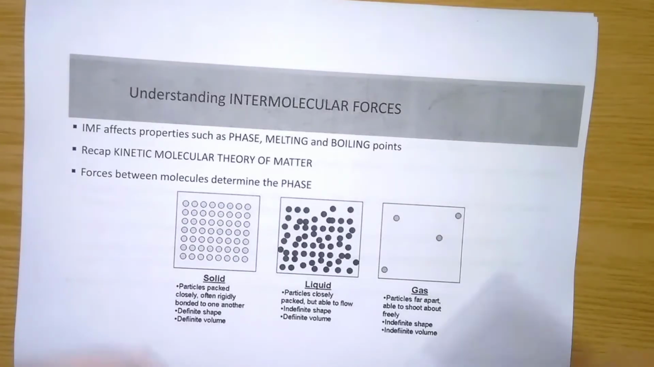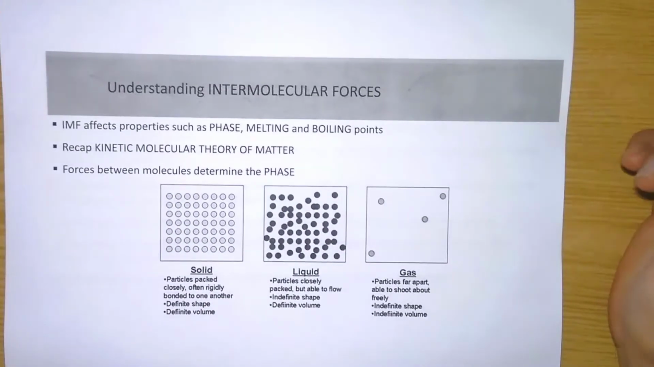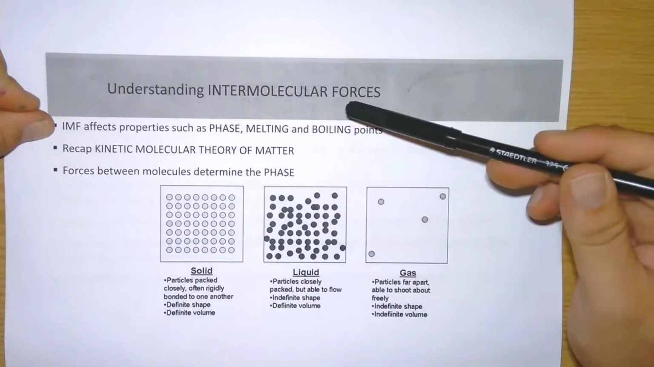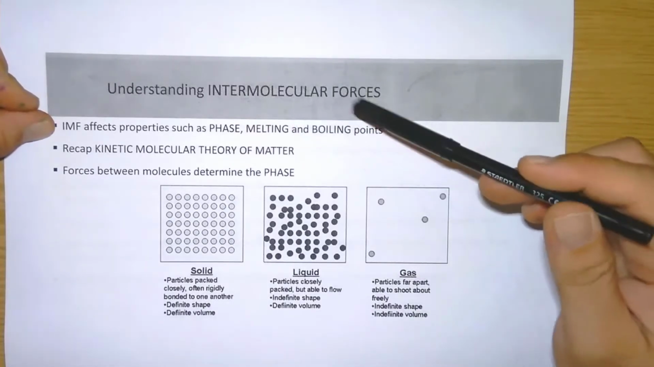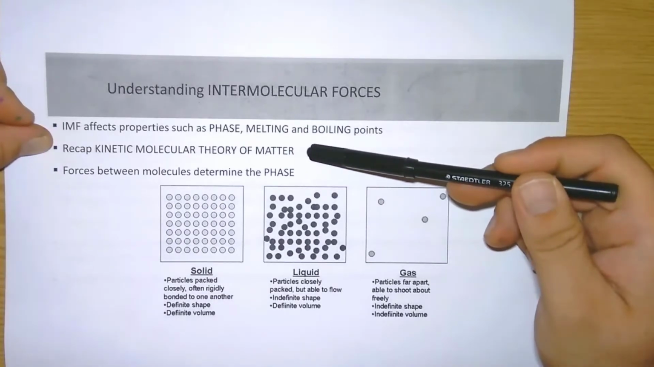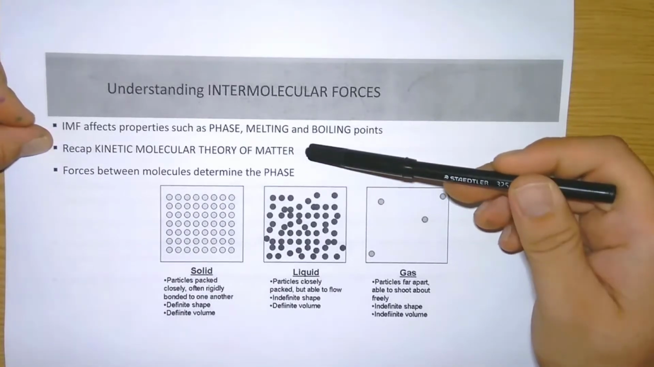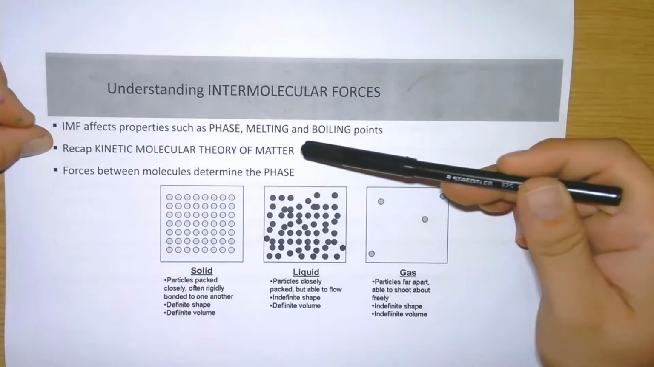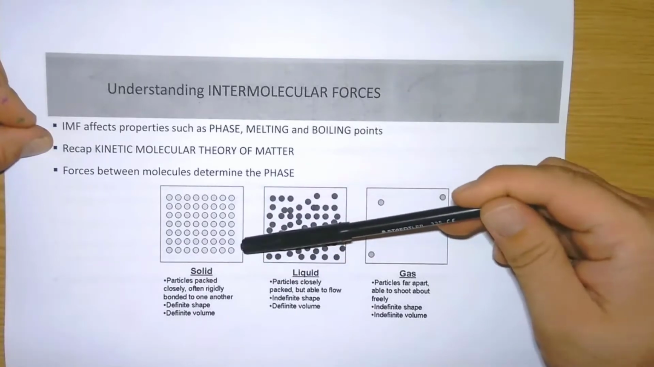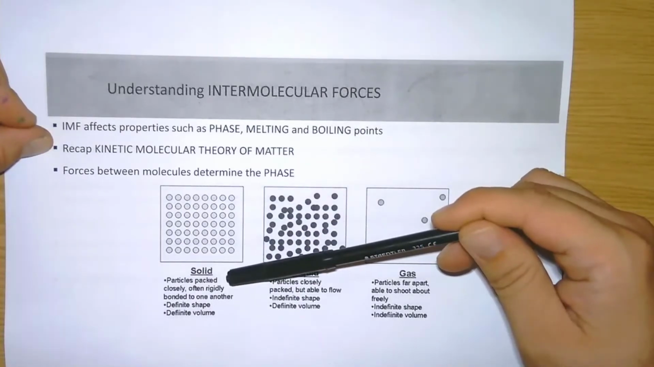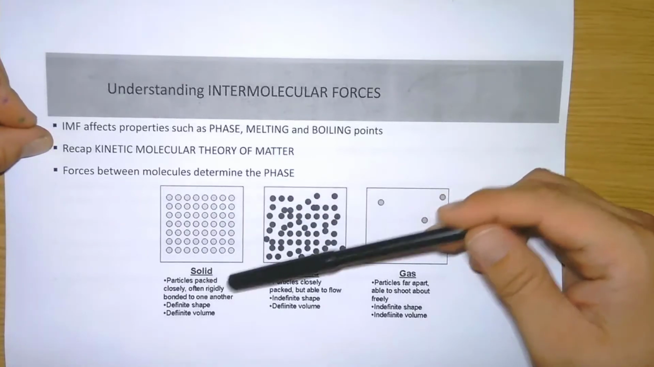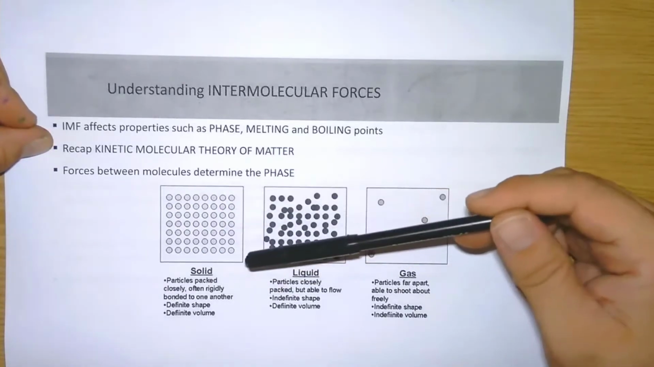So, just a little recap of what you did in grade 10. The intermolecular forces affect properties such as phases, melting point and boiling point. What's also very, very important is that we understand the kinetic molecular theory, because we're going to use it to explain a lot of these changes. So we need to remember that for a solid, particles are packed closely together in straight lines and very close to each other, and that a solid has a definite shape and a definite volume.